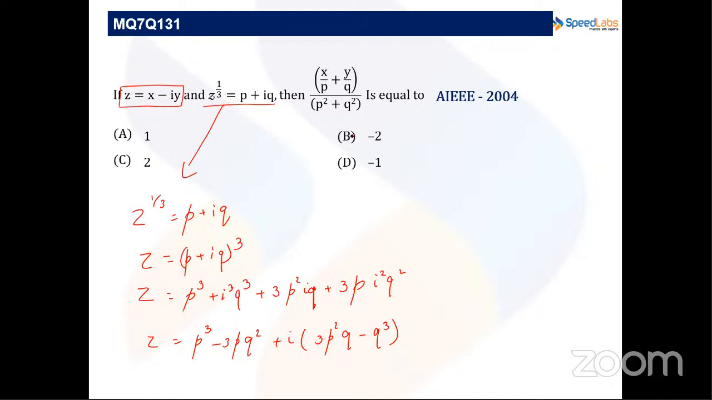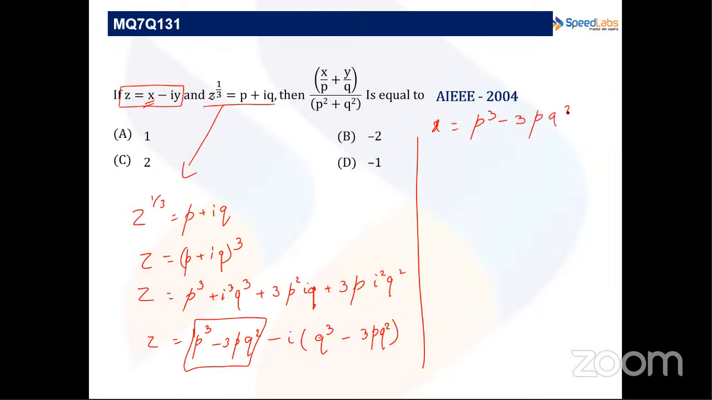Now z is equal to x minus iy, or we can take out the minus sign here, so this comes out to be q cube minus 3pq square. Now on comparing, we get the value of x. So x is equal to p cube minus 3pq square. So x upon p is p square minus 3q square. And equating the imaginary part, y will be equal to q cube minus 3p square q.